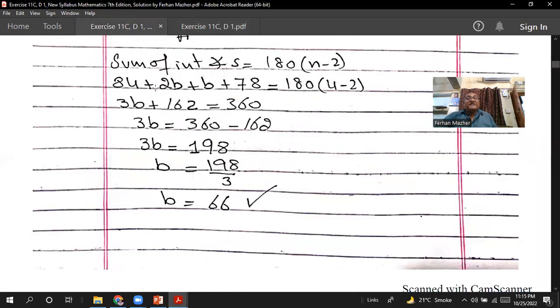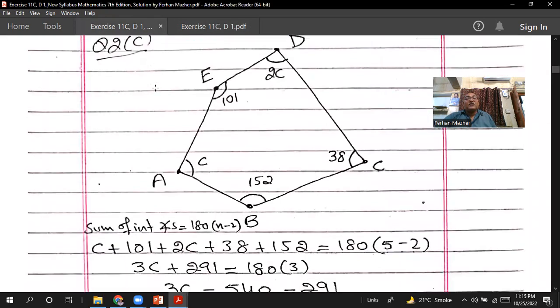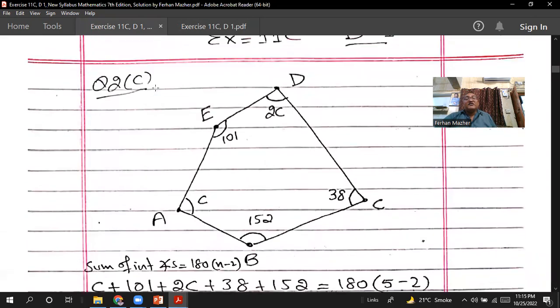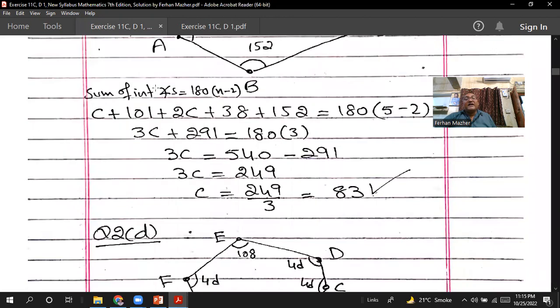Okay, so this is the next question, question number 2, C part. Here we go. The sum of the internal angles is equal to 180(n - 2). So C + 101 + 2C + 38 + 152 = 180(5 - 2). So it will be 180 into 3, so that will be 540. So the sum of the internal angles of a pentagon is 540.